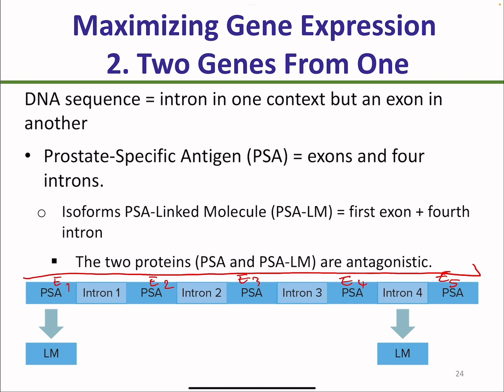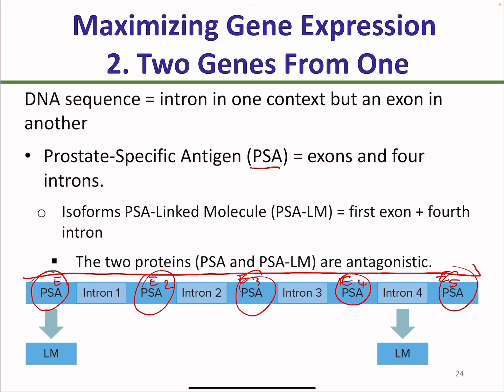In this particular instance, we are going to address the gene that is responsible for the production of prostate-specific antigen. Prostate-specific antigen is going to have 4 introns and 5 exons. So we have 1, 2, 3, 4, 5 exons. Together, when the splicing is done, we have the PSA protein, right?